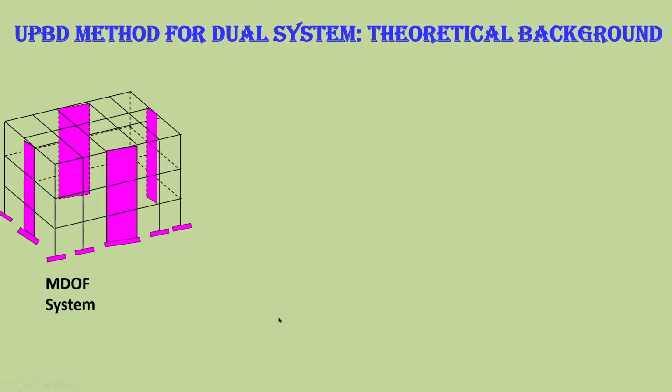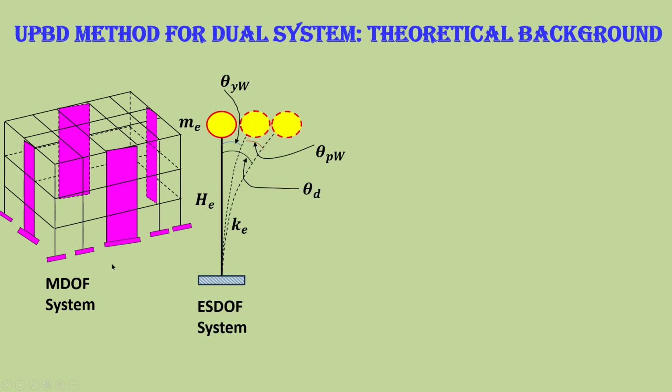So here is a multiple degree of freedom system. These are the shear walls symmetrically disposed on the peripheral sides of the building, and this can be converted to an equivalent single degree of freedom system that we have discussed earlier in connection with other methods. So the equivalent single degree of freedom system will have equivalent mass ME, equivalent height HE, and equivalent stiffness KE.